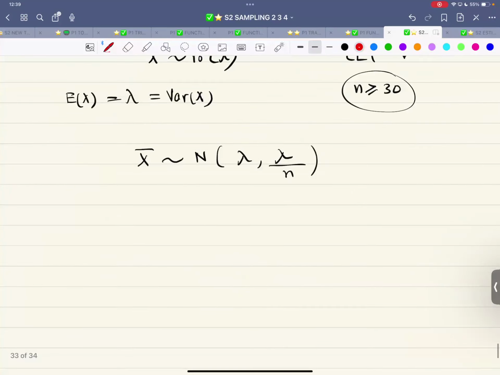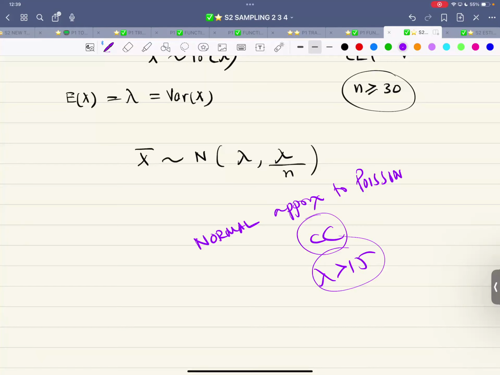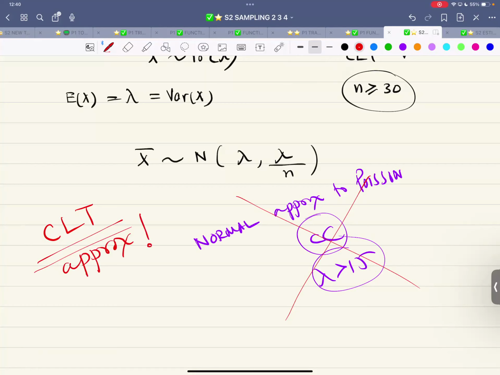Again, over here, the normal approximation to Poisson is not applicable. CC is not applicable. Lambda greater than 15 is not applicable. All these things are not applicable. Why? Because CLT is already an approximation. You cannot do double approximation.